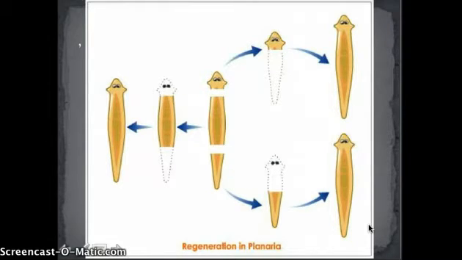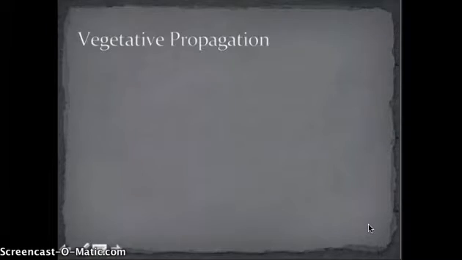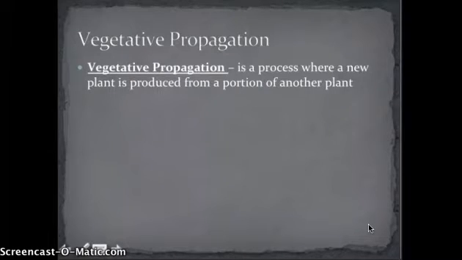You might want to think too that there are certain lizard species where, if the tail is removed, the tail will grow back. That's another form of asexual reproduction, because again, you're having regeneration, because they're regenerating part of their body. The last one we're going to look at is vegetative propagation. This is the process where a new plant is produced from a portion of another plant.